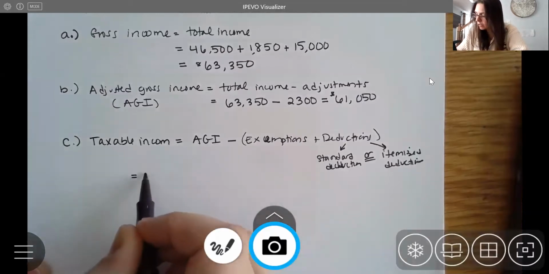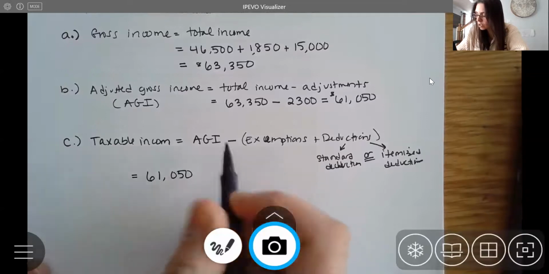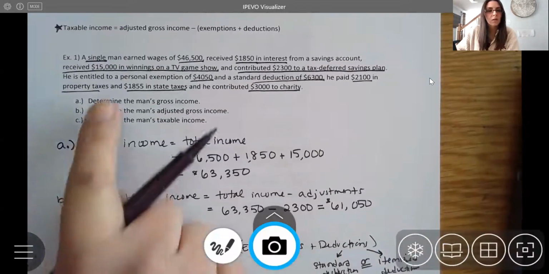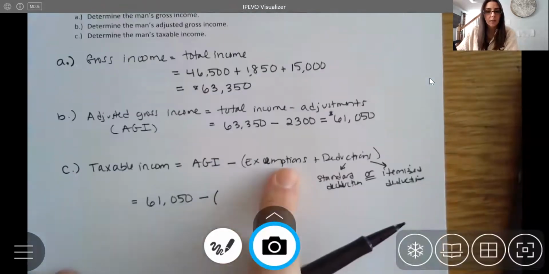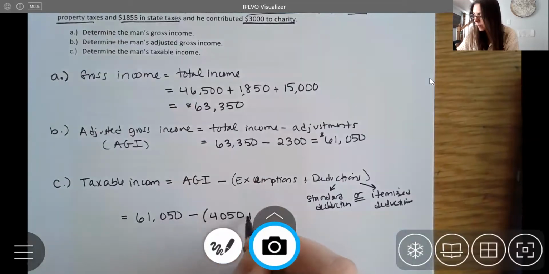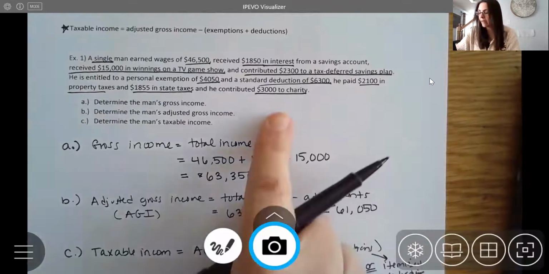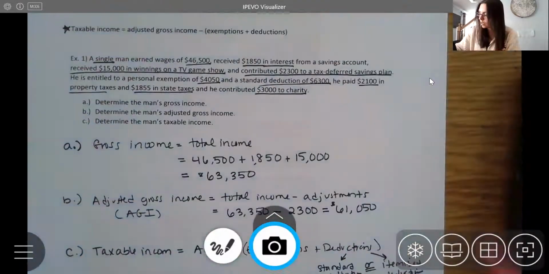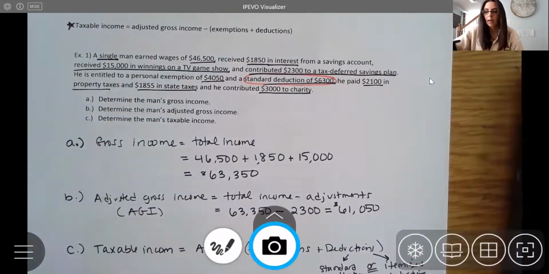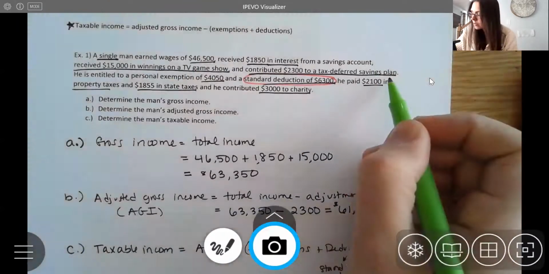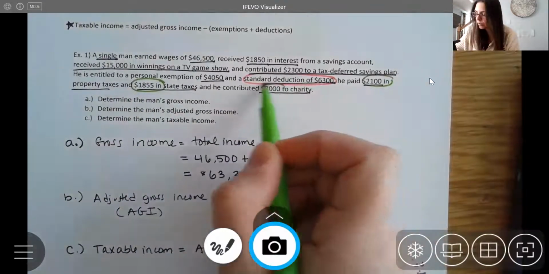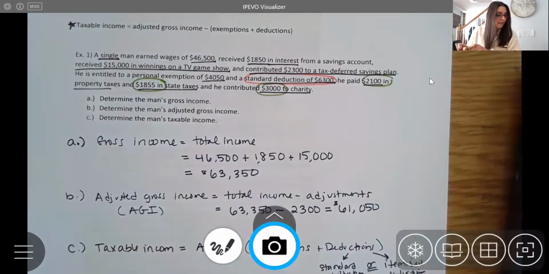All right, so for this person here, we have $61,050 for his adjusted gross income. And let's read through again and see what we have. All right, so he has his personal exemption. So his personal exemption is going to be for $4,050. And again, this is determined by the government. And then we have our deductions. So now we need to make a choice. So the standard deduction here is $6,300. And for itemized deductions, he has the following. So he has $2,100 in property tax, $1,855 in state taxes, and $3,000 for charity, right?